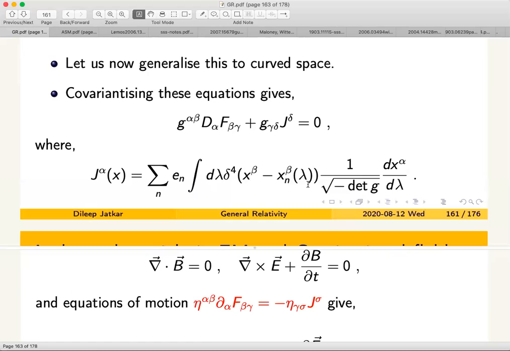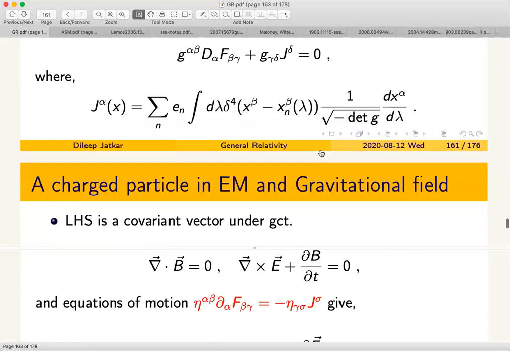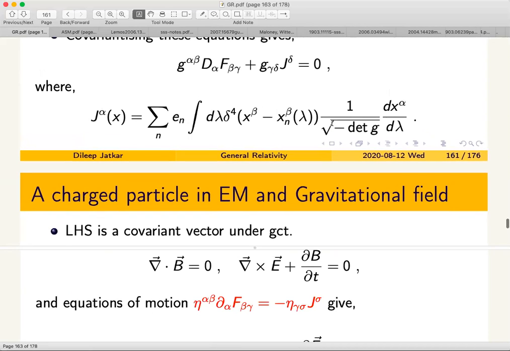One of the exercises is to check that when you take the flat space limit of this current, you get the current that we just wrote down, namely the same expression without this root minus det g sitting in the denominator. Any question? Yes.